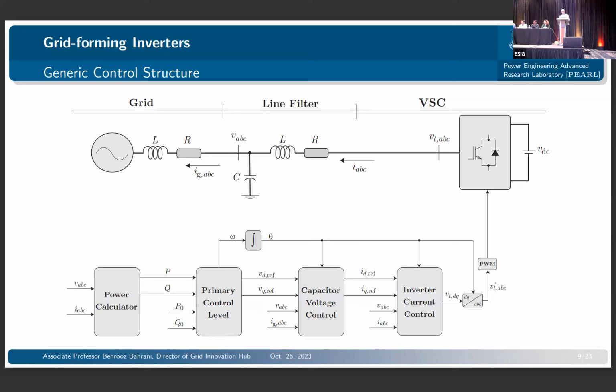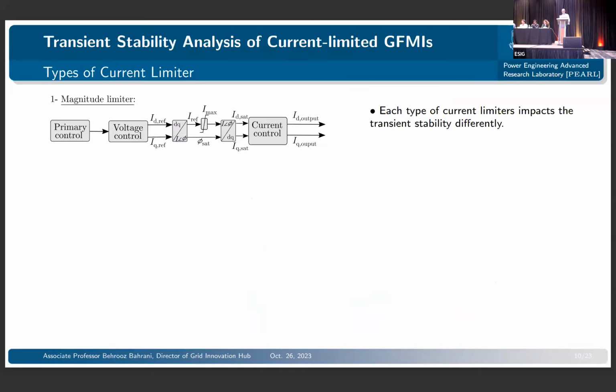And typically you have a power calculator which calculates the power of the inverter. So based on the power that you calculate and the references that you've got, you then generate the references of the voltage and then subsequently the references of the current. And obviously you might have other loops such as governor, exciter, or other secondary loops, but I haven't shown them here. And we will be only focusing on the primary loop here.